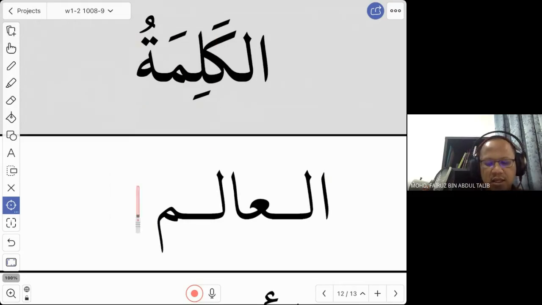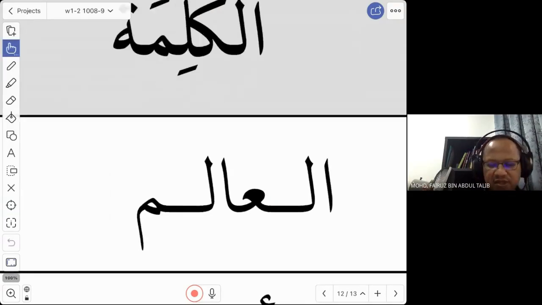But in magazine, newspaper, internet, and even in higher level textbooks, you will never see all the fathah, kasrah, dhamma. So for beginners, yes, you need that vowel. But later on, you can slowly remove all of these vowels. You do not need them anymore because you already know how to read that word. So let us look at the first example.